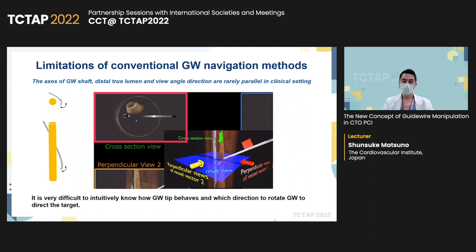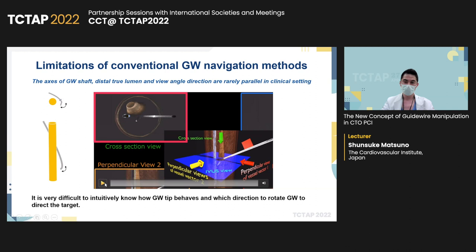Unfortunately, the guide wire shaft and view angle direction are sometimes, often, inclined to the distal true lumen. For example, let's consider the situation where the view angle is parallel, but the guide wire shaft is inclined to the distal true lumen, like this animation. Because in this part the guide wire tip is facing a 7 o'clock direction, operators will rotate the guide wire tip clockwise according to the conventional 3D wiring method.